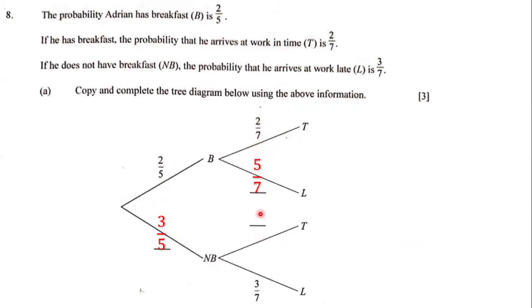The same thing is true here. They give us a good hint because they tell us that this probability is 3 over 7. But if this probability is 3 over 7, and the two probabilities must add up to 1, then this here must be equal to 4 over 7. So 4 over 7 plus 3 over 7 is equal to 7 over 7, and 7 over 7 is 1. And so here we have completed the tree diagram.